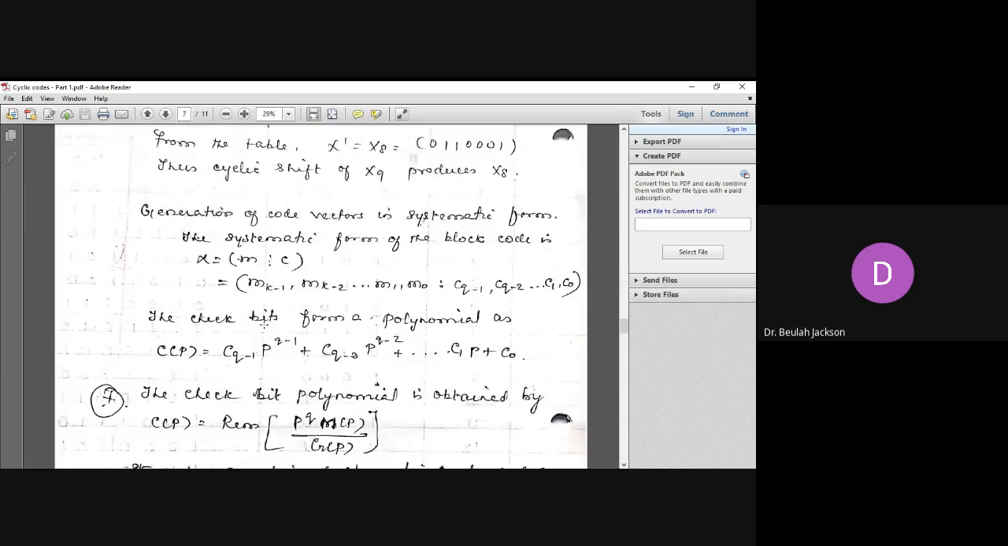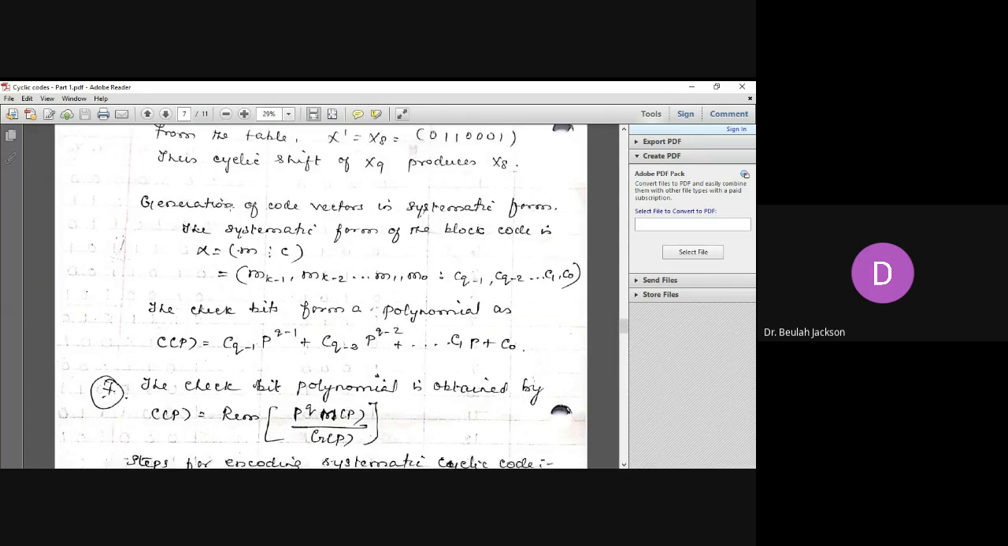Now from the table, x dash is equal to x8. That is equal to 0, 1, 1, 0, 0, 1. So the cyclic shift of x9 produces x8. This we can understand from the table itself.